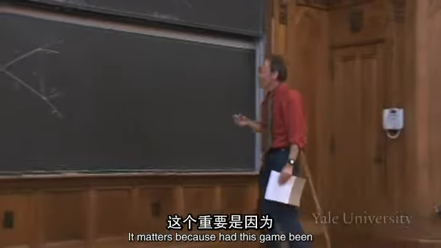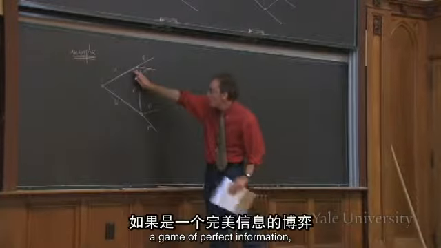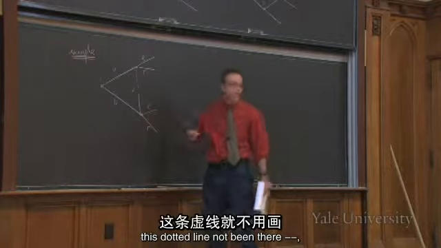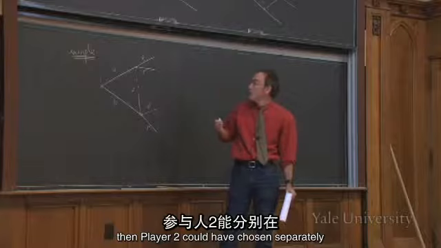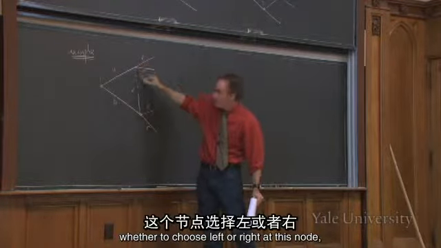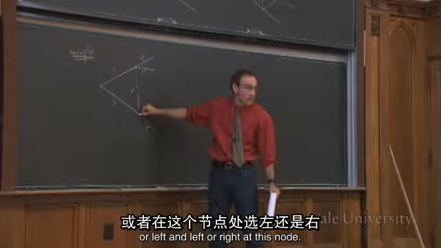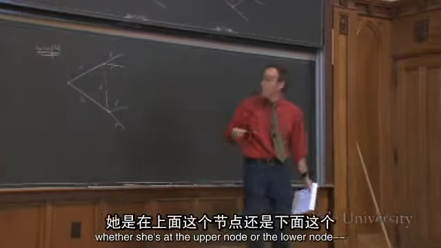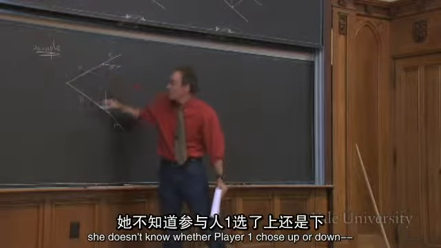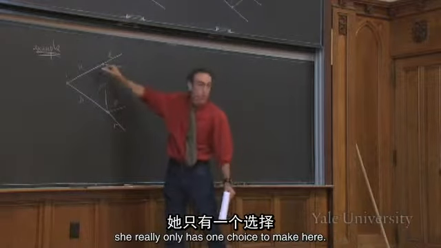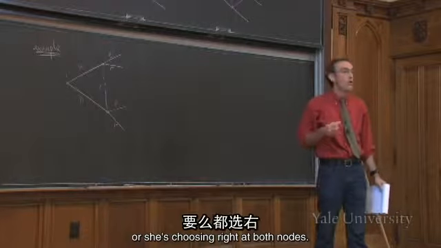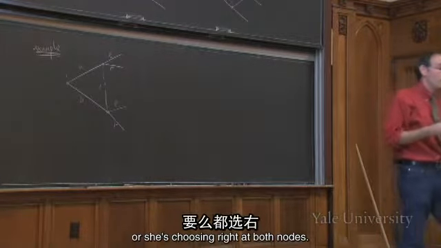It matters because had this game been a game of perfect information, had there been two information sets here, this dotted line not been there, then player 2 could have chosen separately whether to choose left or right at this node, or left or right at this node. But since player 2 doesn't know whether she's at the upper node or the lower node, she doesn't know whether player 1 chose up or down, she really only has one choice to make here. She's either choosing left at both nodes, or she's choosing right at both nodes.